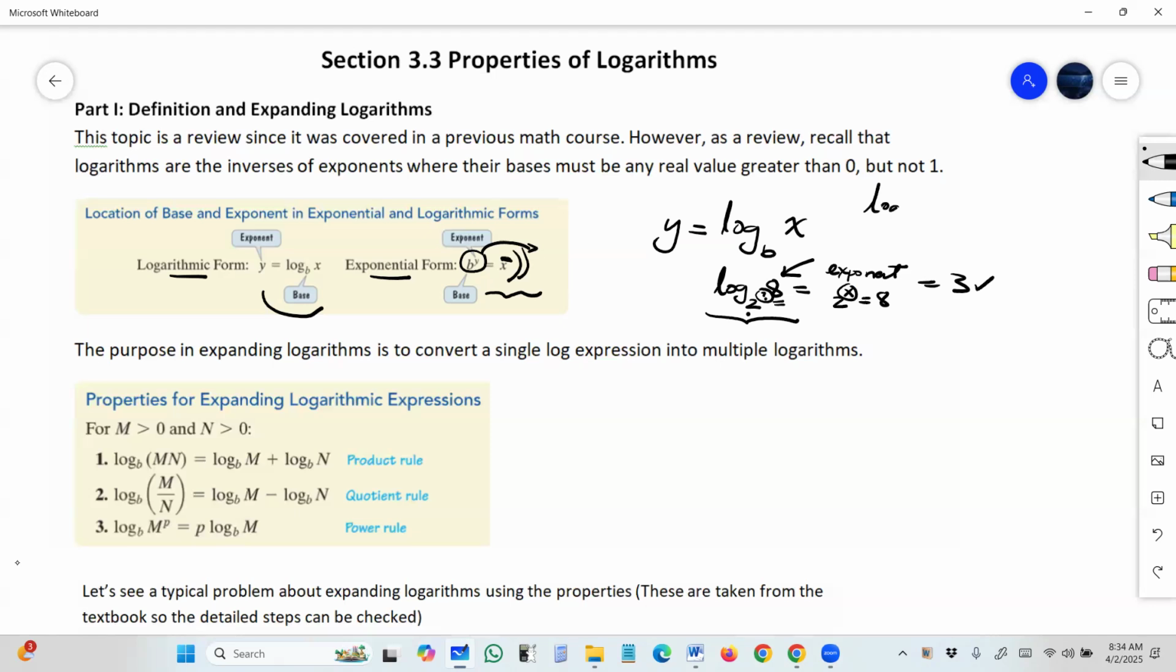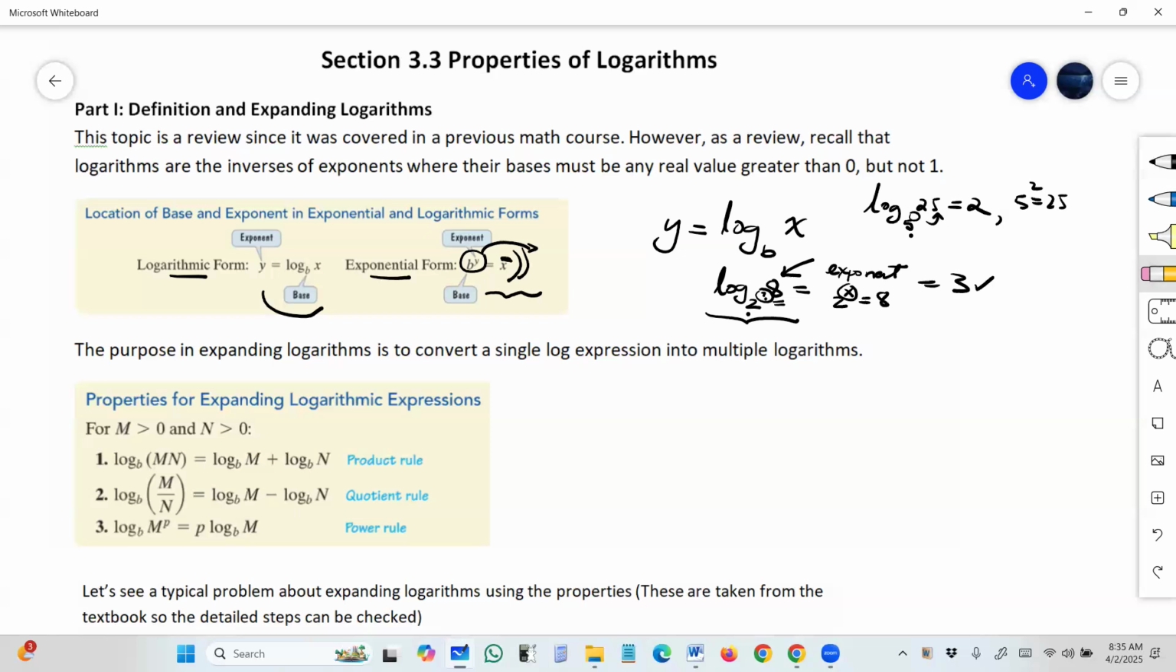And similarly, I can give you several other examples. For example, how about log of 25 base 5? Again, the answer is the exponent you have to raise the base to in order to get 25. So obviously the answer is 2, because 5 squared is 25.